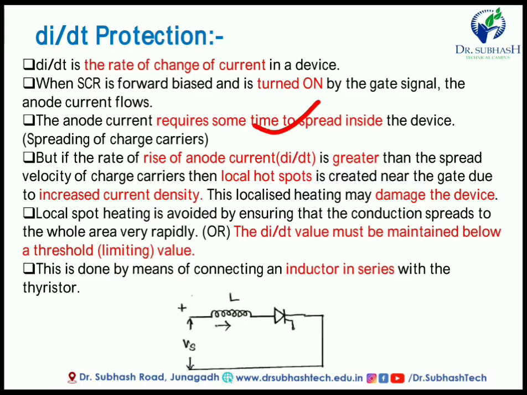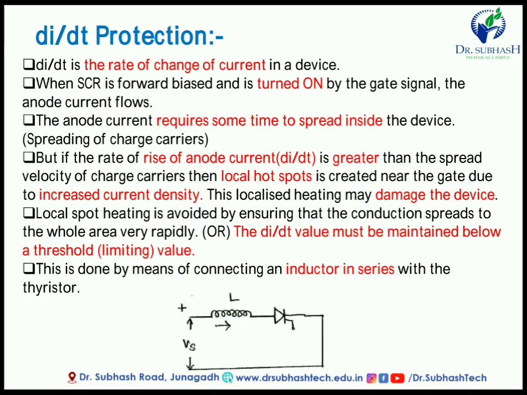Whenever our switching speed is very high or very fast, the current increases suddenly. But if the rate of rise of anode current, di/dt, is greater than the spread velocity of the charge carriers, then a local hotspot is created near the gate due to the increased current density. Whenever current density increases suddenly, a local hotspot is created, and this localized heating may damage the device. Due to the temperature increase, the total device may be damaged.